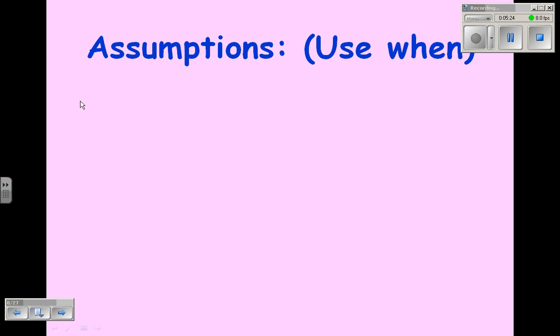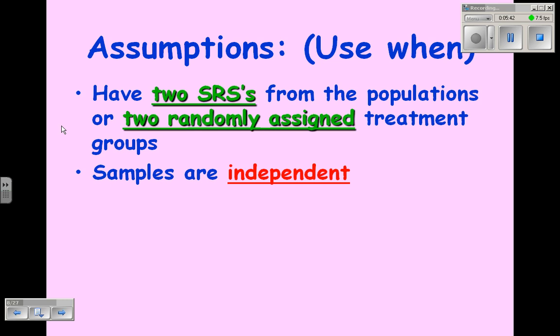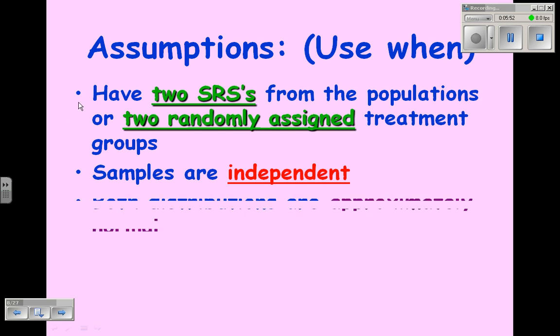Okay, so for a two-sample procedure, here are the assumptions we have to take care of. First, instead of a single SRS, we have to have two SRSs, or two randomly assigned treatment groups. So that makes sense. We're doing a two-sample, we should have two of them. The samples must be independent. That is key. If they are not independent, then this is a matched pairs problem. If they are independent, it's a two-sample problem.